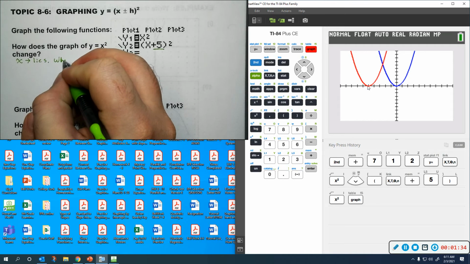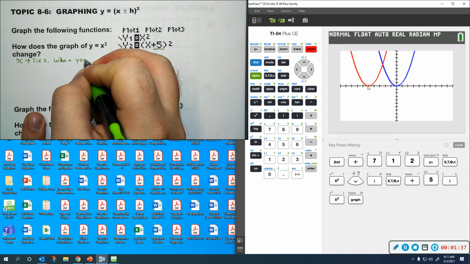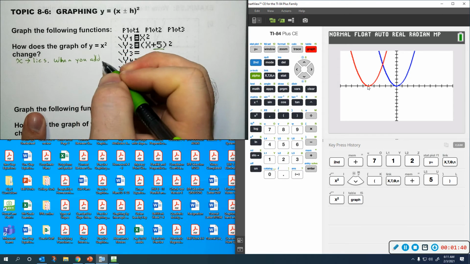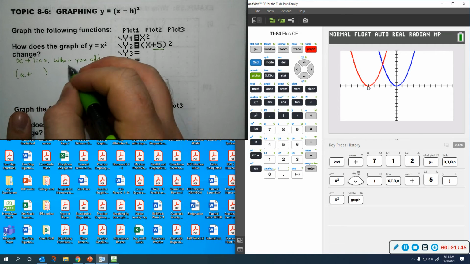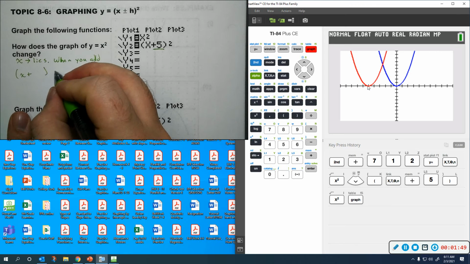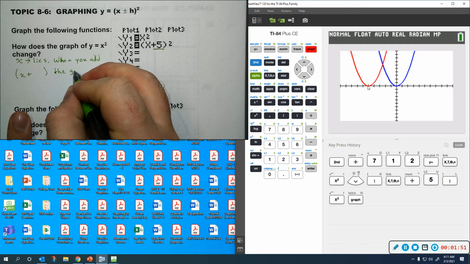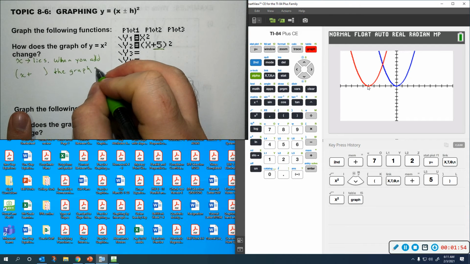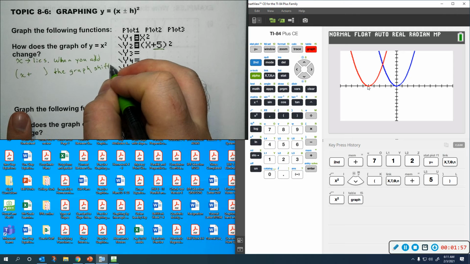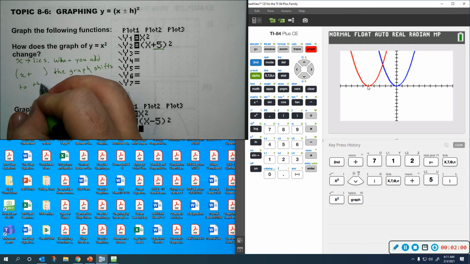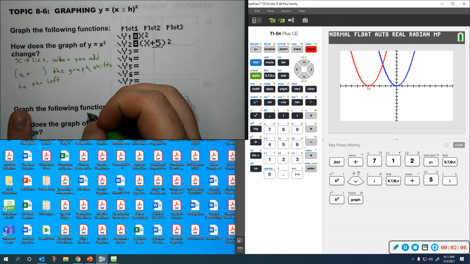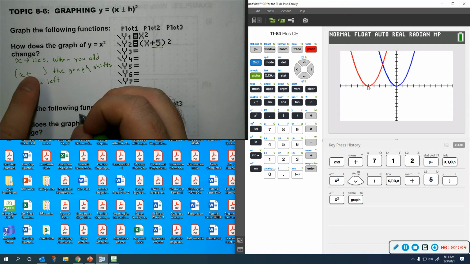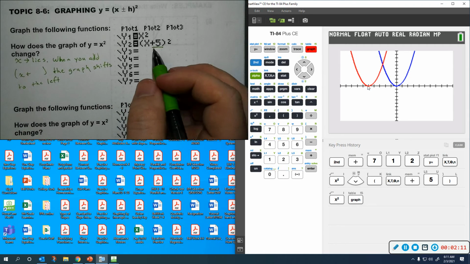When you add in the parentheses where you have x plus some number, close parentheses, the graph shifts to the left. Remember, x lies, so if it says plus something, you're actually going to shift to the left. How many spaces? This number will tell you how many spaces.